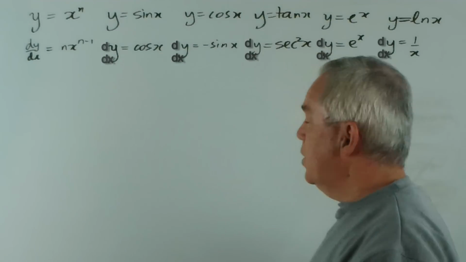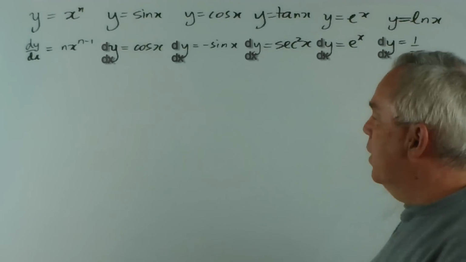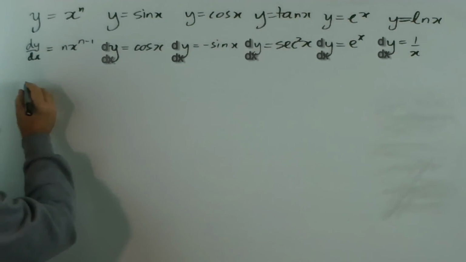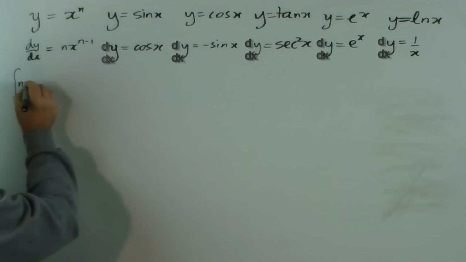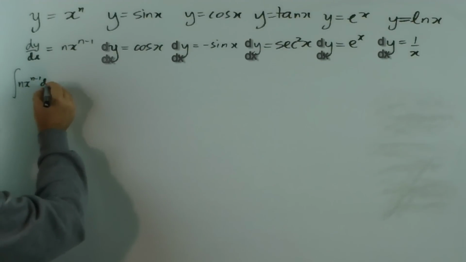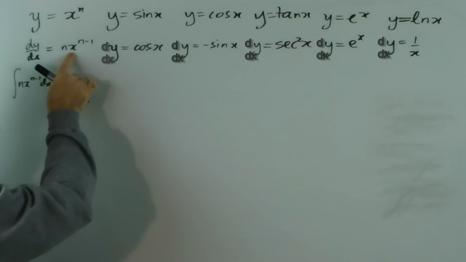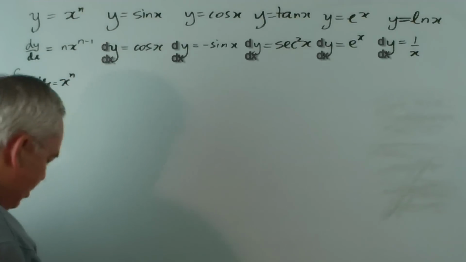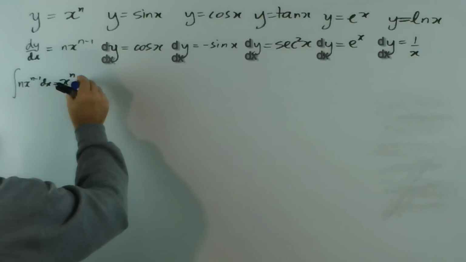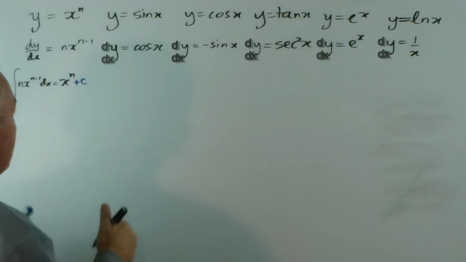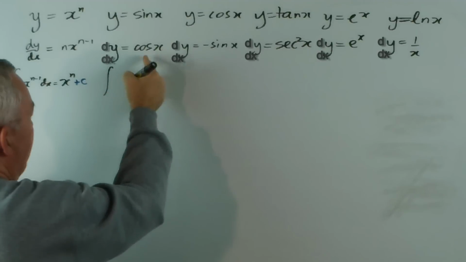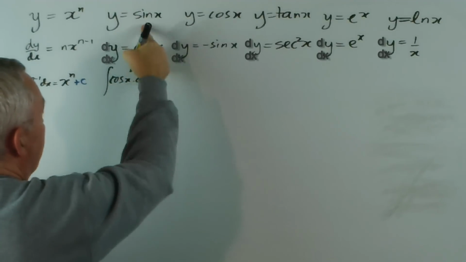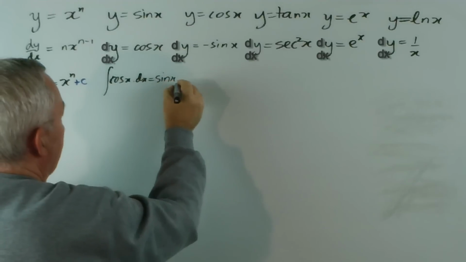That's the key to differentiating, and it also becomes our key to integrating. What does it mean? Well, if I do this in reverse, it simply means that if I integrate n x to the n minus 1 dx, if I integrate that with respect to x, I get x to the n. That's not hard. Plus a constant, of course. I'll do that in blue. The same would apply here. The integral of the cosine of x with respect to x is sine x plus a constant.